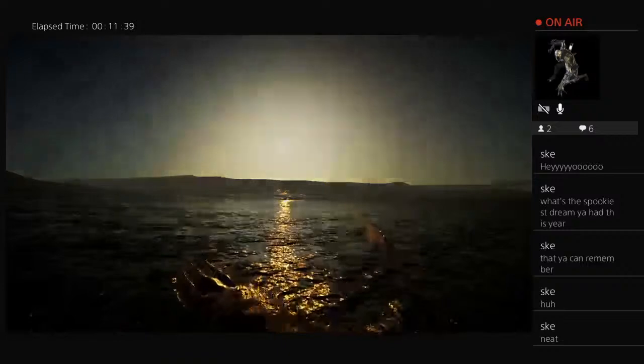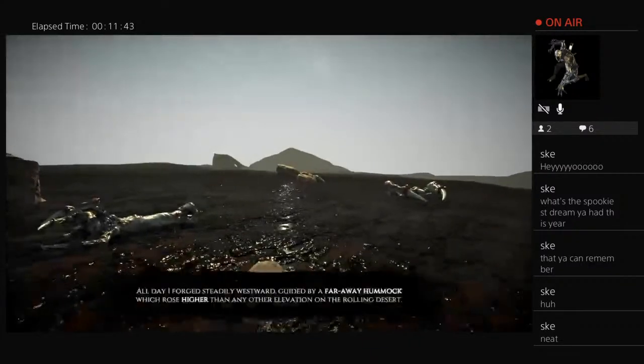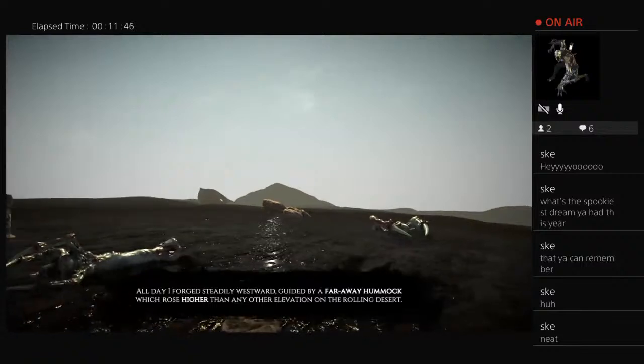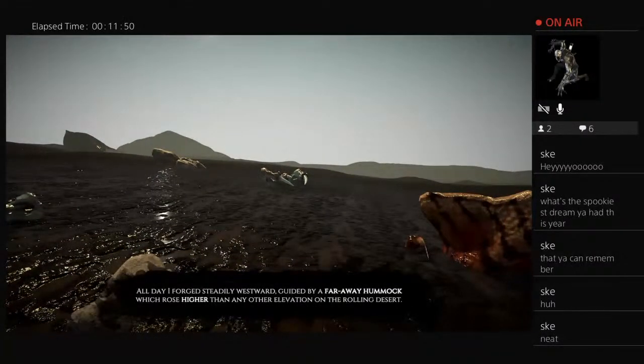Boink! I'm gonna go. Oh, the squelching sound of the ground. Neat. Neat. All day I forged steadily westward, guided by a faraway hummock, which rose a bit higher than any other elevation on the rolling desert.